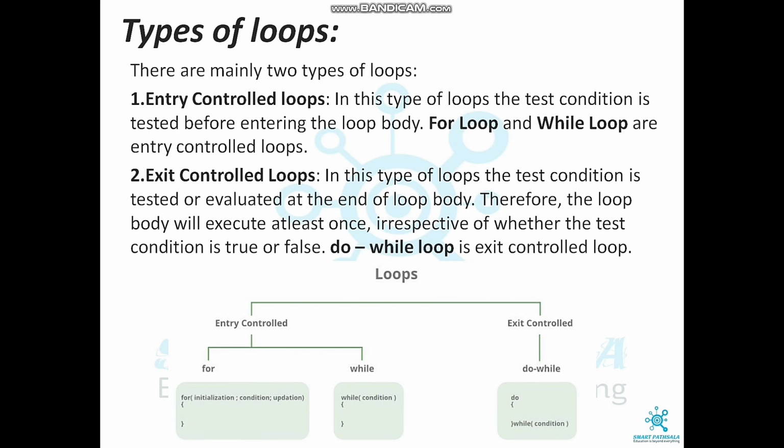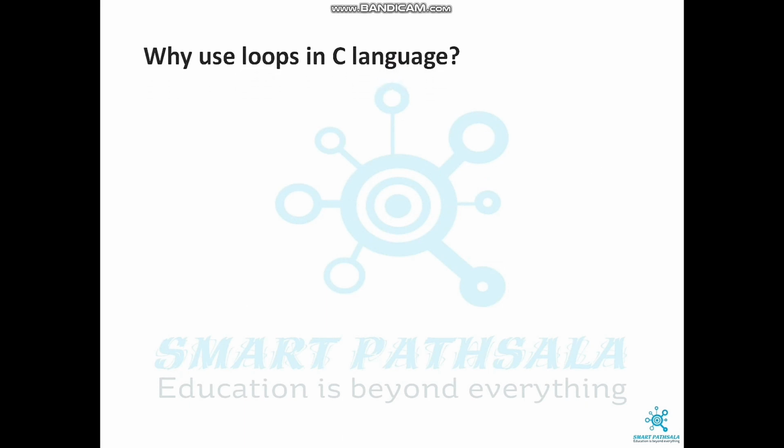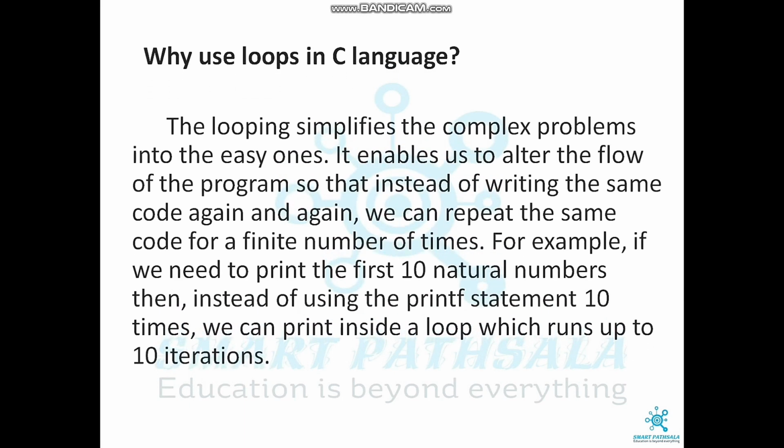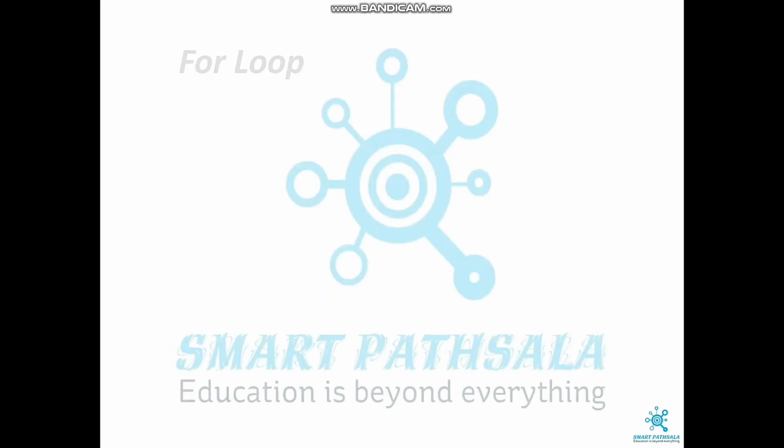Now let us see why we use loops in C language. Looping simplifies a complex problem into easy ones. It enables us to alter the flow of the program so that instead of writing the same code again and again, we can repeat the same code a finite number of times. For example, if we need to print the first 10 natural numbers, instead of using the printf statement 10 times, we can print easily by using a loop that runs up to 10 iterations. Now coming to the different types of loops, first we will see the for loop.